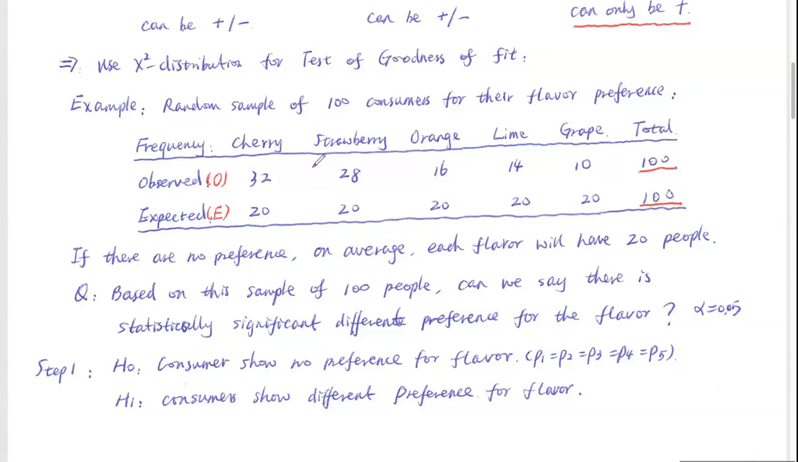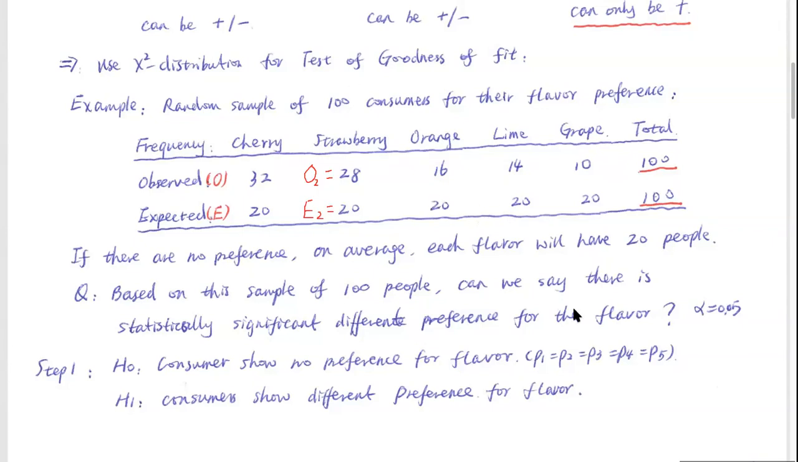So you can say this is our O1, this is O2, and this is our E2, and so on, like O3 and E3.